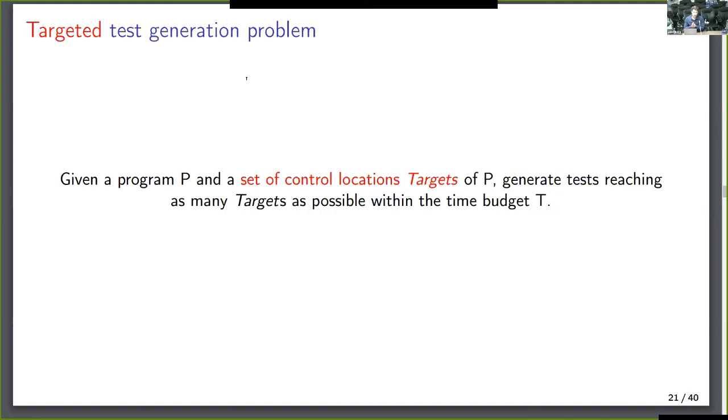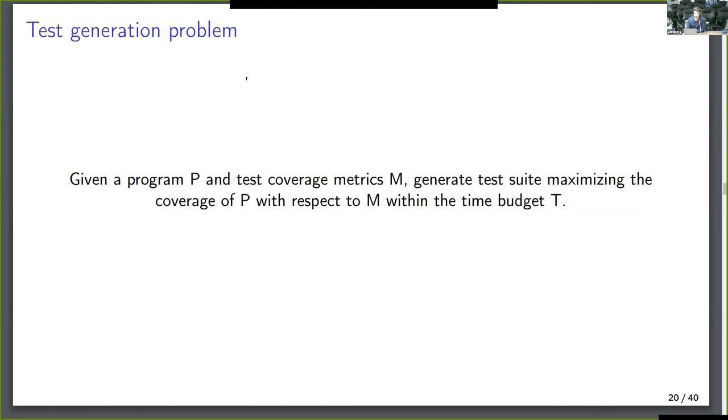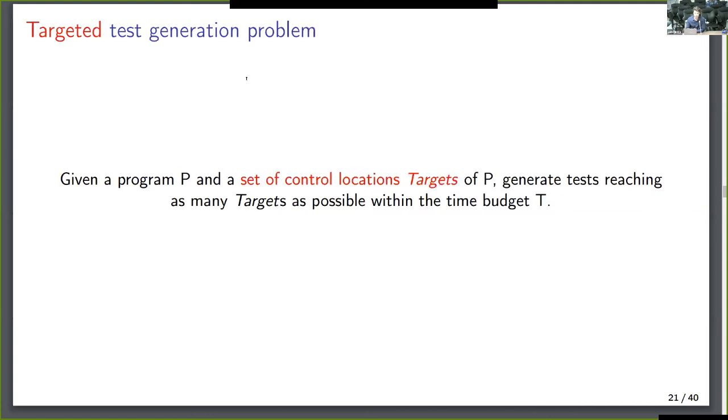Now, I will discuss a slightly different statement, a slightly different problem. Here we have the problem of targeted test generation, where we are given a program and a set of control locations of this program that we must cover as fast as possible. Of course, it is a bit more general statement than the usual test generation problem, where we could just give the interesting parts of this program, the statements or all branches, or the targets at the beginning of all basic blocks.